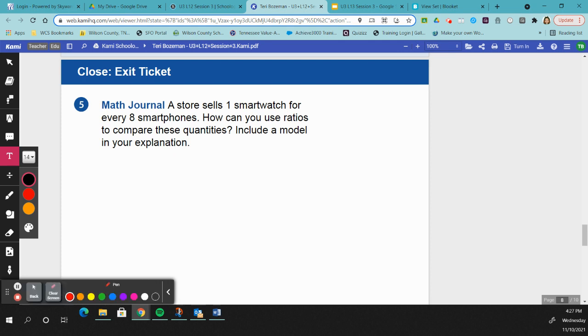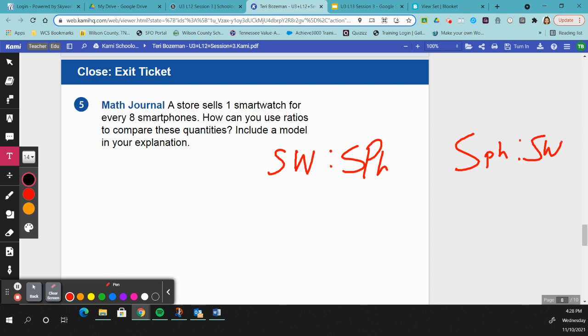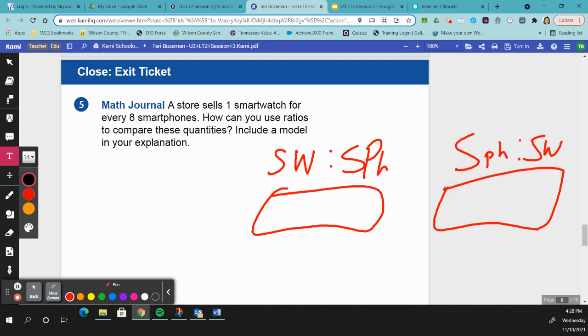So we could compare our amounts. We could compare smartwatches. Let's do smartwatches to smartphones, right? We could compare smartphones to smartwatches. So we could do some comparisons with ratios. And smartwatches would have a certain ratio, and smartphones would have another ratio, right? You need to pick one. You pick which one you want to do, either smartwatches to smartphones or smartphones to smartwatches.